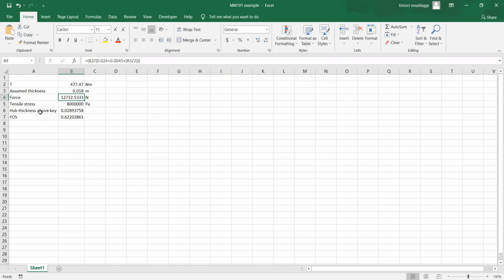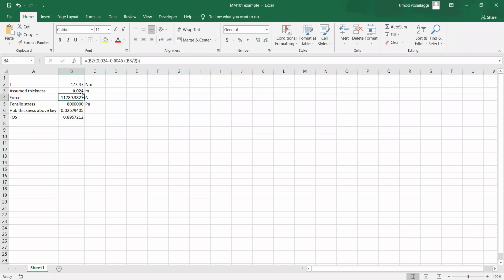We hit enter and it lets us know that the hub thickness should be around 28 millimeters and has a factor of safety of 0.6 if we use a thickness of 18 millimeters. So that factor of safety is less than 1. That lets us know that we need to make our assumed thickness higher than 18. So let's enter a value of 0.024, 24 millimeters. We see that our hub thickness comes down to 26.8 millimeters, and our factor of safety is almost at 0.9. So we're getting closer to 1.